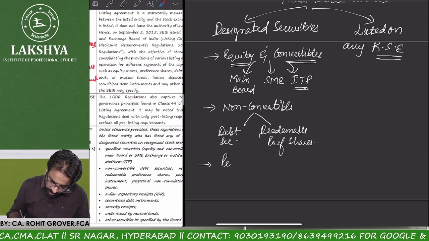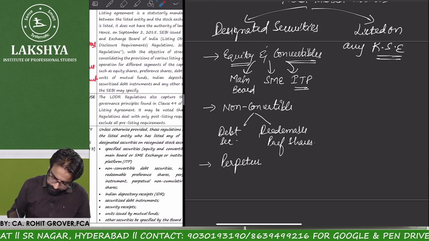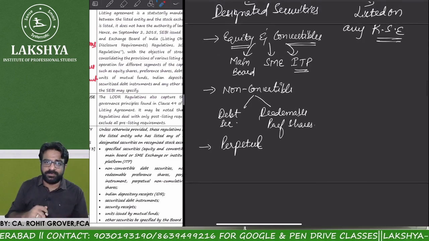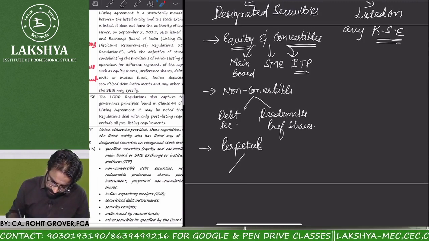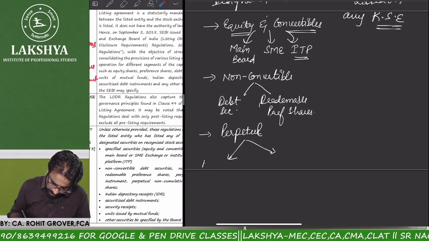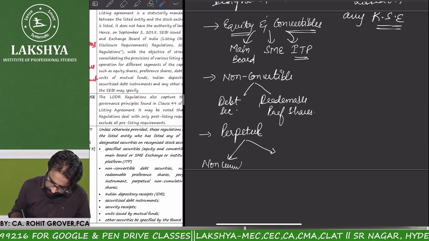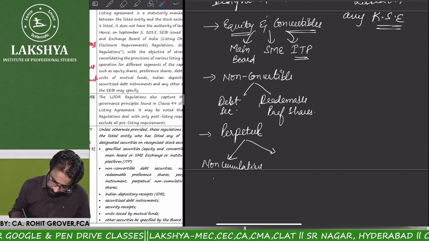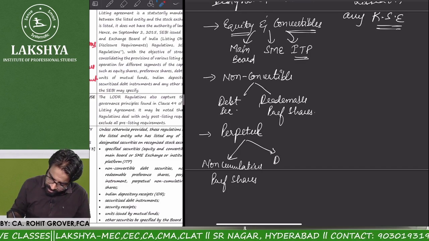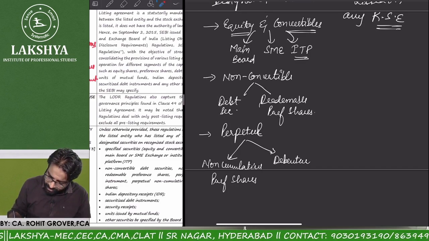And if you have issued perpetual, in the perpetual also there were 2. What were there in the perpetual? If you have issued perpetual non-cumulative preference shares and you have issued perpetual debentures. Are you getting the point?